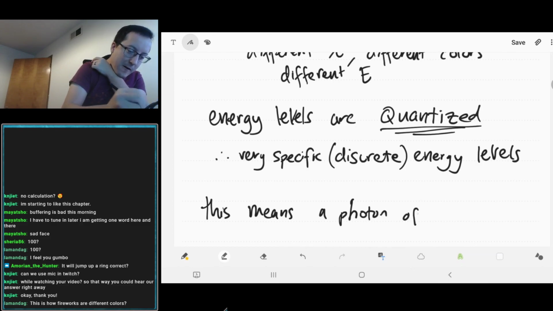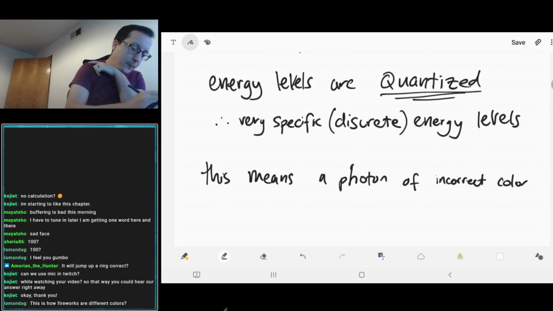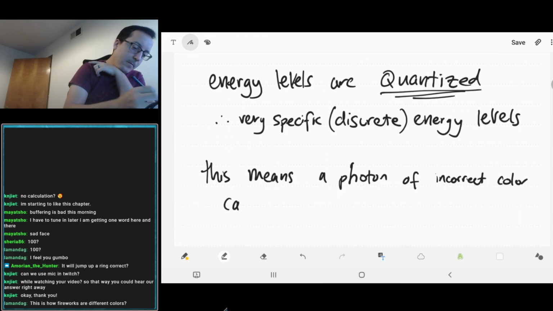A photon of incorrect color cannot be absorbed by a particular atom.